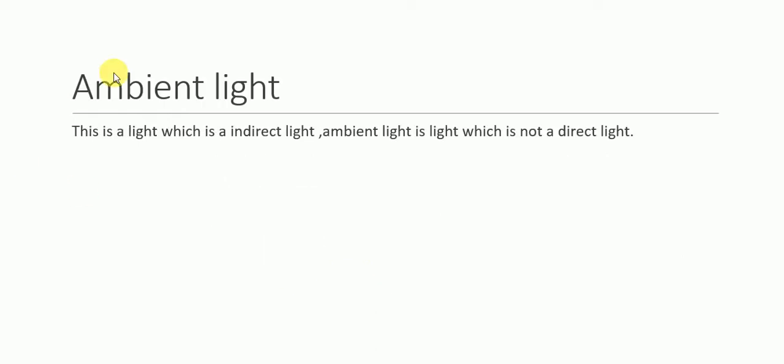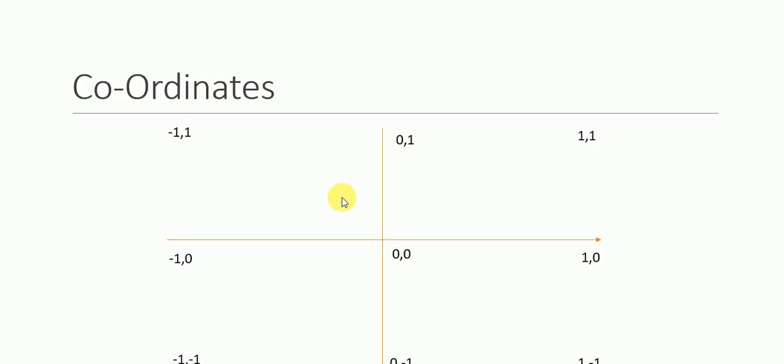And ambient is that, for example, light passes through some object and reflects off some object, and you are seeing that light through that reflection. So it is not a direct light, so you can call it ambient. Next one is the coordinate system we consider.